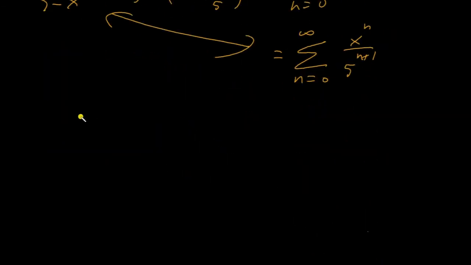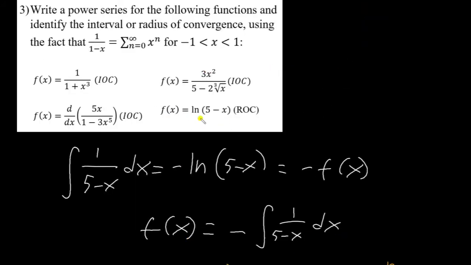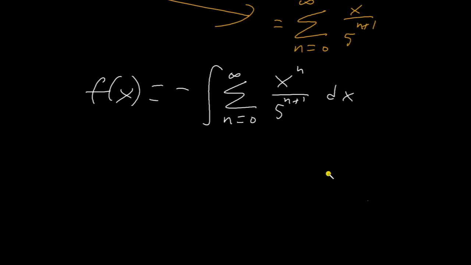So f of x is equal to the negative integral of the sum from n equals 0 to infinity of x to the n over 5 to the n plus 1 dx. And remember, this entire thing here, this integral of the sum, is just equal to the natural log of 5 minus x, remember? This entire thing is just to find the power series for ln 5 minus x. Okay, so what do we do now? We have the negative integral of the sum. What are we going to do from here?